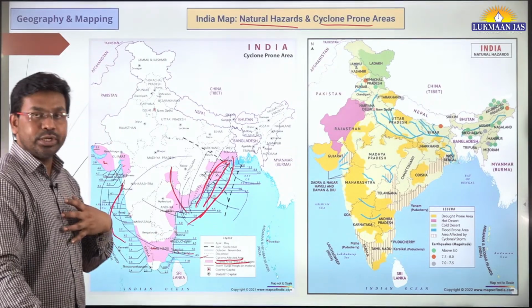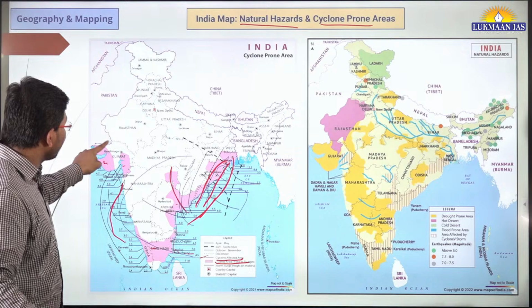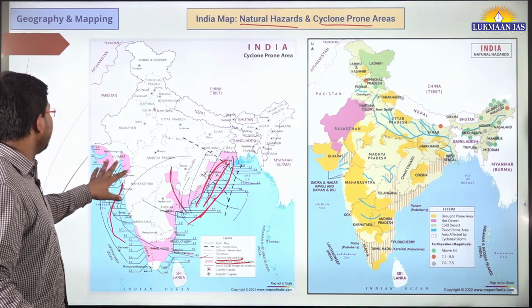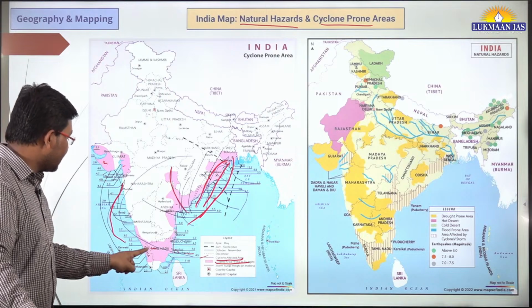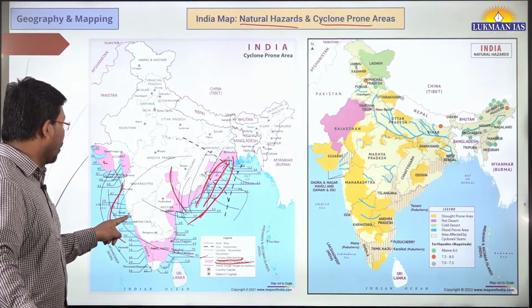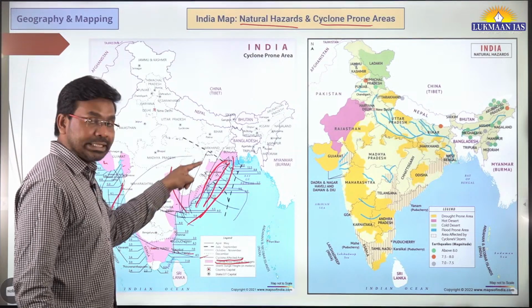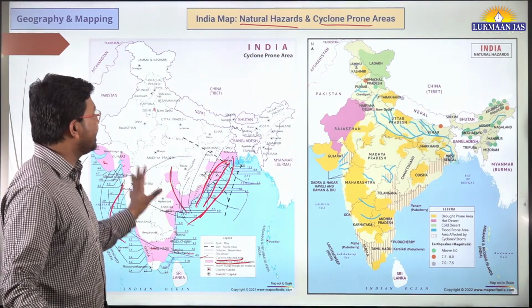Generally what you need to remember is that cyclone prone regions are the coastal regions in the country, be it in Gujarat, Tamil Nadu, Kerala, Goa, Andhra Pradesh, Odisha, or West Bengal. These are the regions that are cyclone prone in the country.